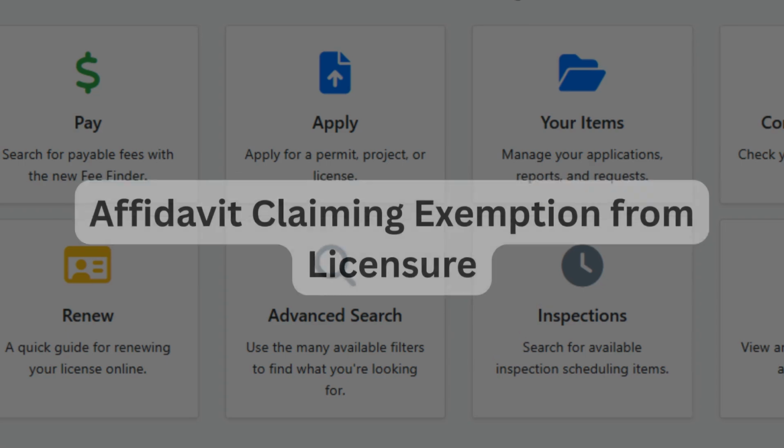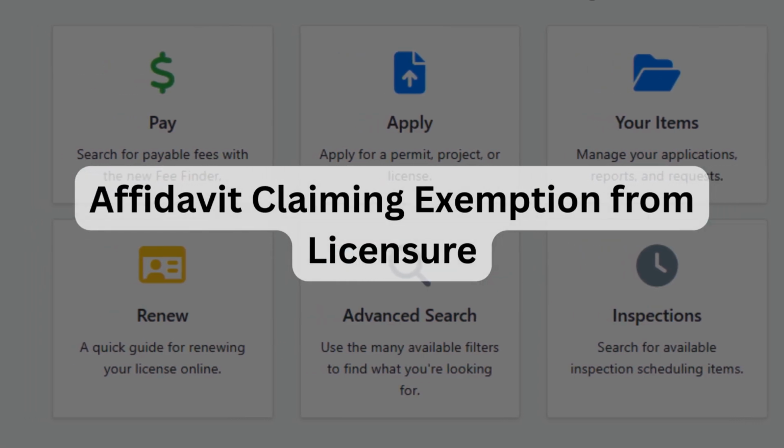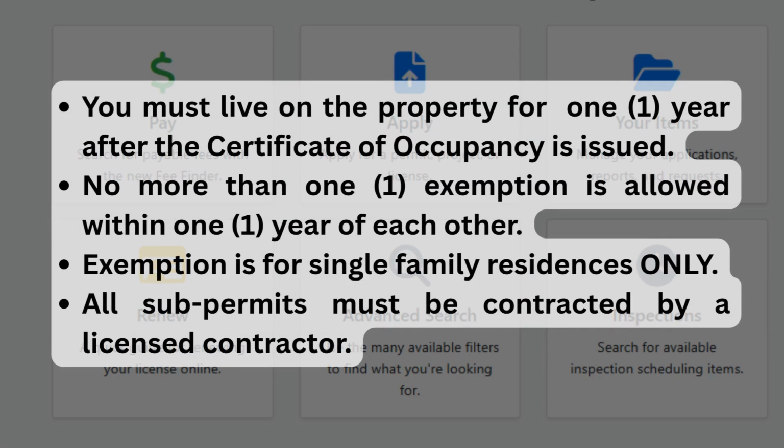Please note, affidavits claiming exemption from licensure have the following guidelines. 1. You must live on the property for at least 1 year after certificate of occupancy is issued. 2. You cannot have two of these exemptions within 1 year of each other. 3. These exemptions are for single-family residences only. And 4. All subpermits must still be contracted by a licensed contractor.